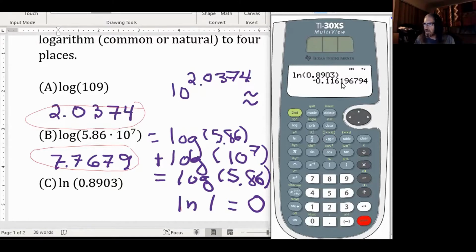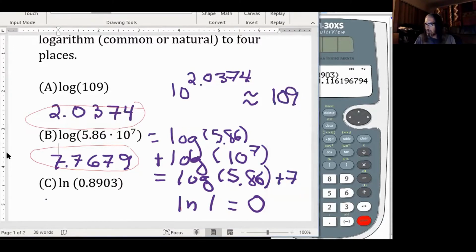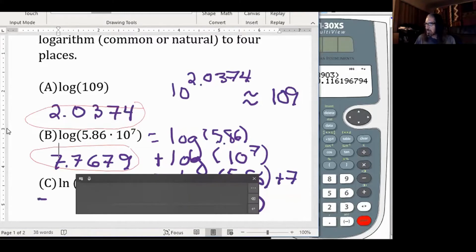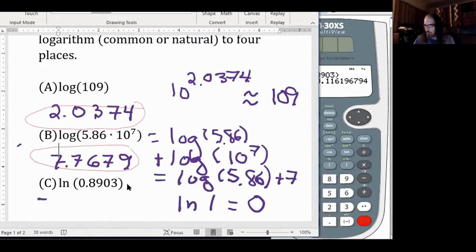4 places out, the 10,000th place. There's a 9 after that in the 5th place, so that's going to round up. The way you round, that would be regardless of the negative sign. So, negative 0.1162.